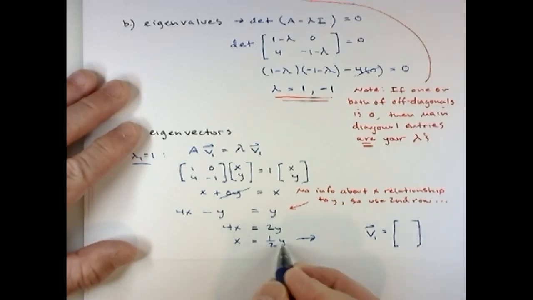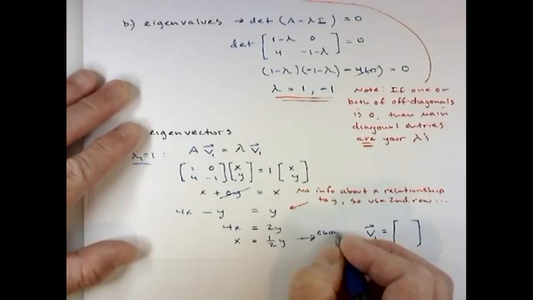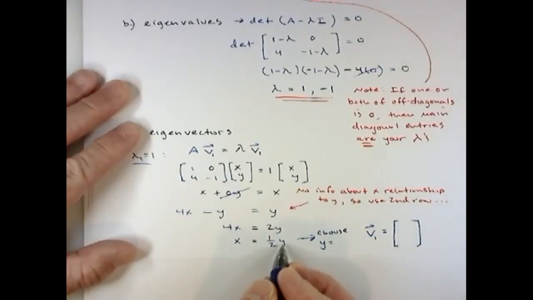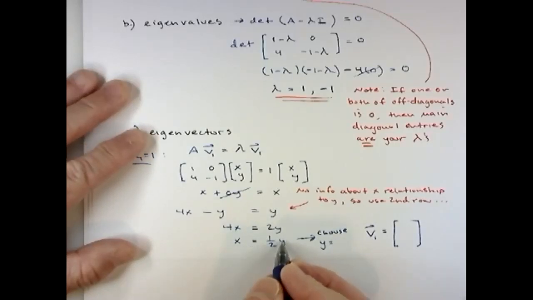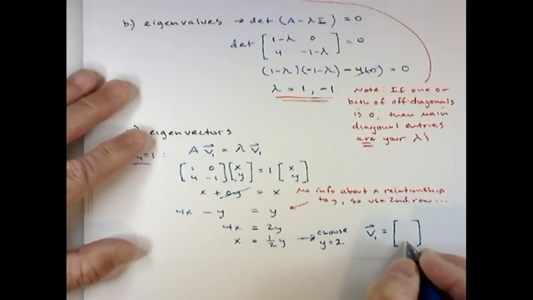So because I have x written in terms of y, what I would do is choose a number for y, and I want to choose a number so that I don't get a fraction, ideally. So rather than choosing 1, and in which case I'd have 1 for y and then x would be 1/2, I'm going to choose y to be 2. So if y is 2, that's the bottom number, then x would be 1.